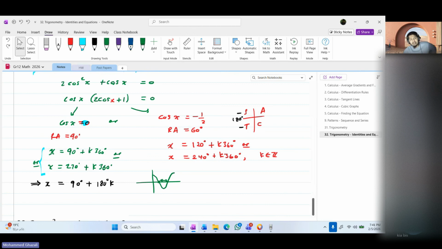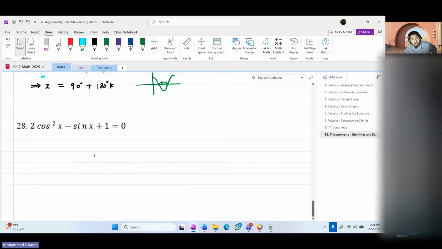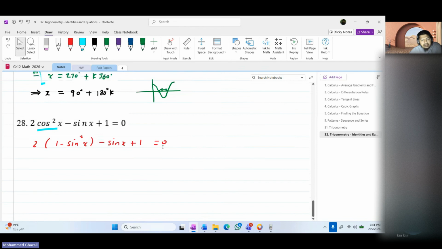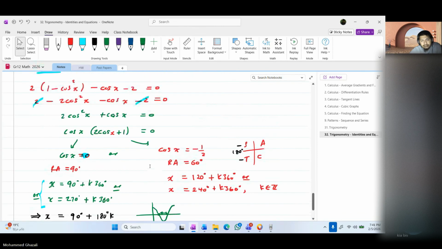So that's great, guys. Let's look at the next one. We got 2 cos squared x minus sine x plus 1 is equal to 0. We also want to solve this one. So now we're going to put the equation in terms of sine only. So what is cos squared x? 2 into 1 minus sine squared x, minus sine x plus 1 is equal to 0. Does anyone have a question? All right, so we're good.